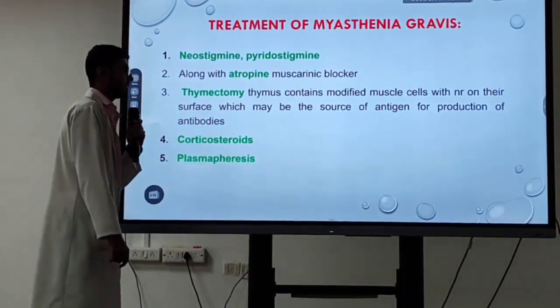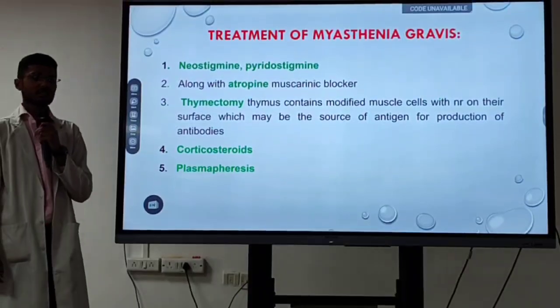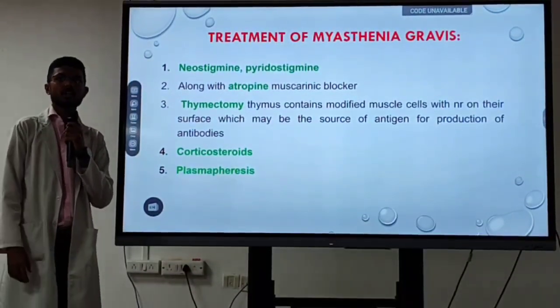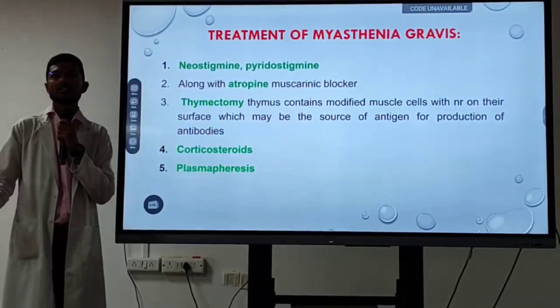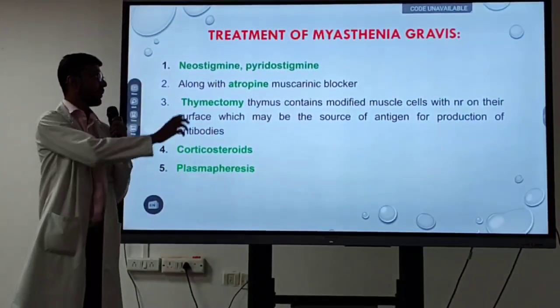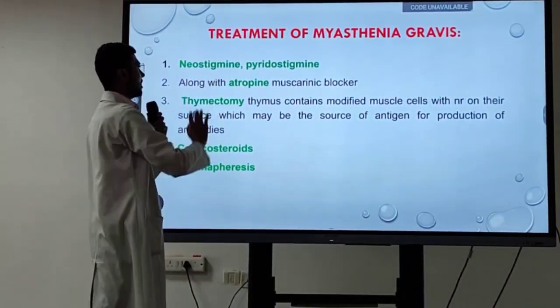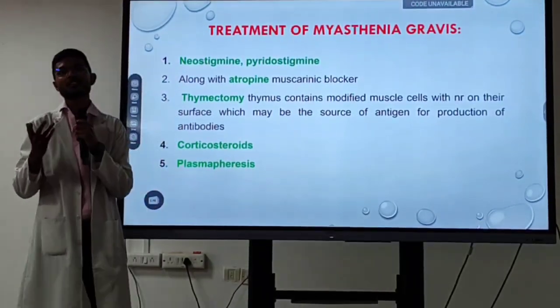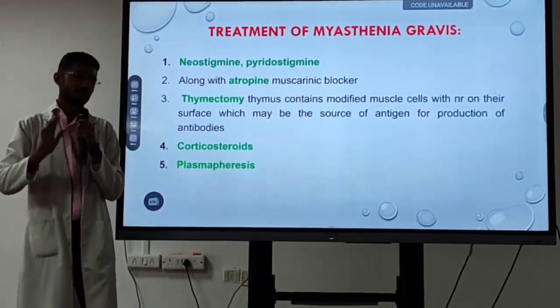Now, treatment of myasthenia gravis with cholinergics. Cholinergics like neostigmine and pyridostigmine are used. These are water-soluble acetylcholinesterase inhibitor drugs. But these drugs are not given alone. These are given along with atropine. Now what is the use of giving these drugs together? Let me clear it.